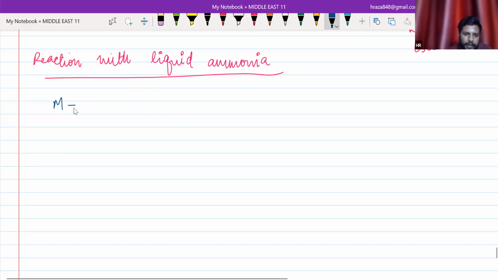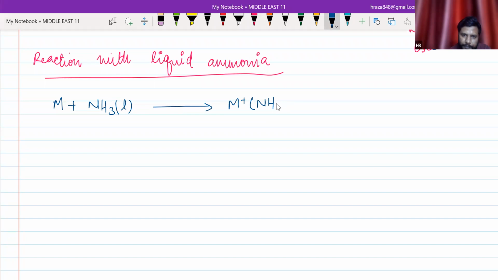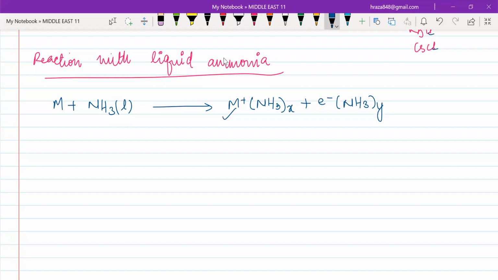Whenever a metal reacts with liquid ammonia, it will form two types of ion. M plus, since it is a metal, it will be a cation, M(NH3)x plus. It loses an electron, so it will be e minus, (NH3)y. Please write it, then I will explain.